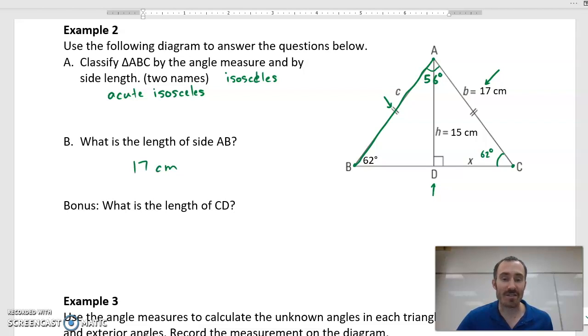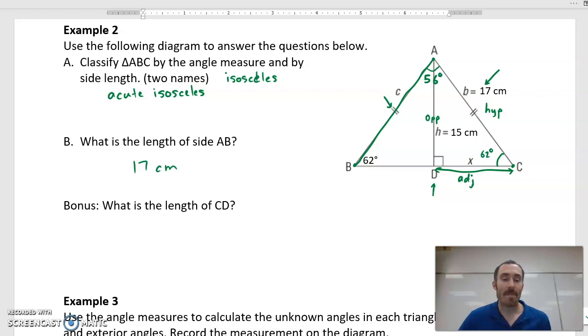Bonus, what's the length of CD? That's down here. For that, we would actually need to do a calculation. For that, we would need to do some sort of SOHCAHTOA work. Okay, so we know that this is 62 degrees down here, and that would make this the opposite side, and this the hypotenuse. This would be the adjacent.